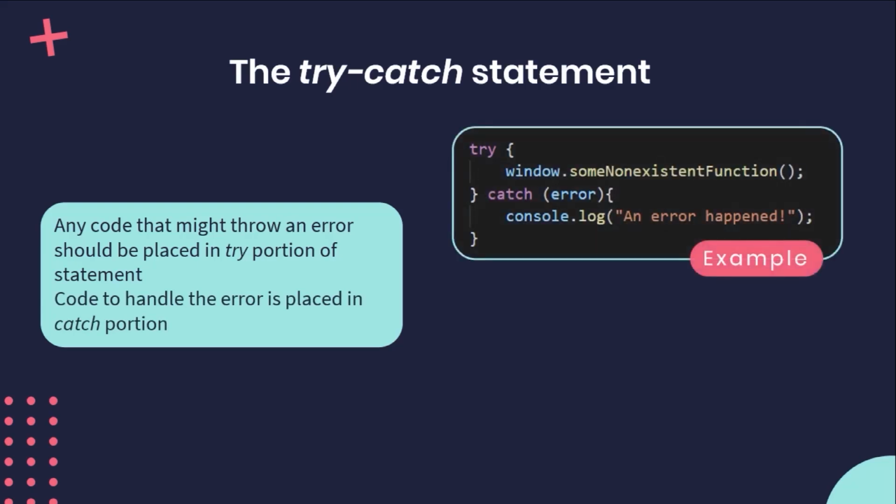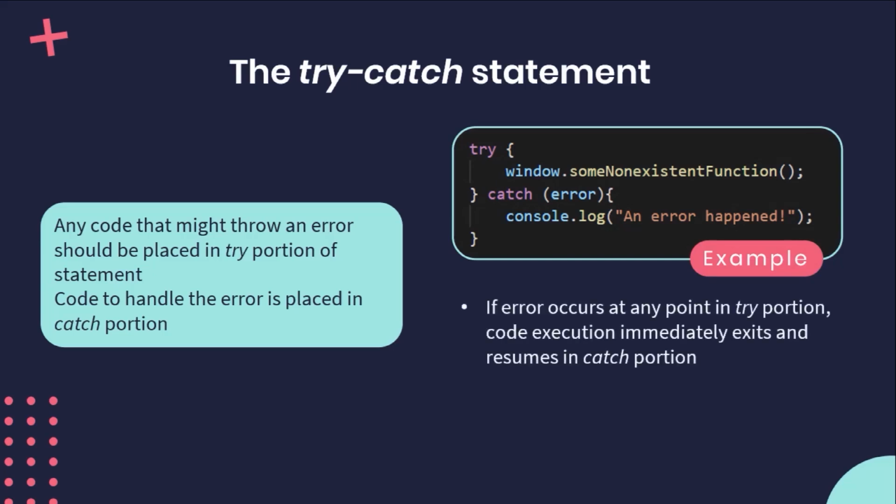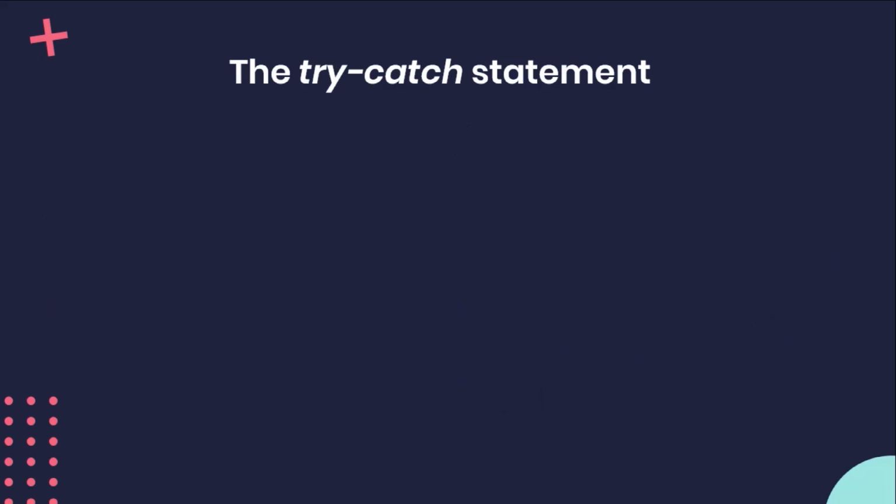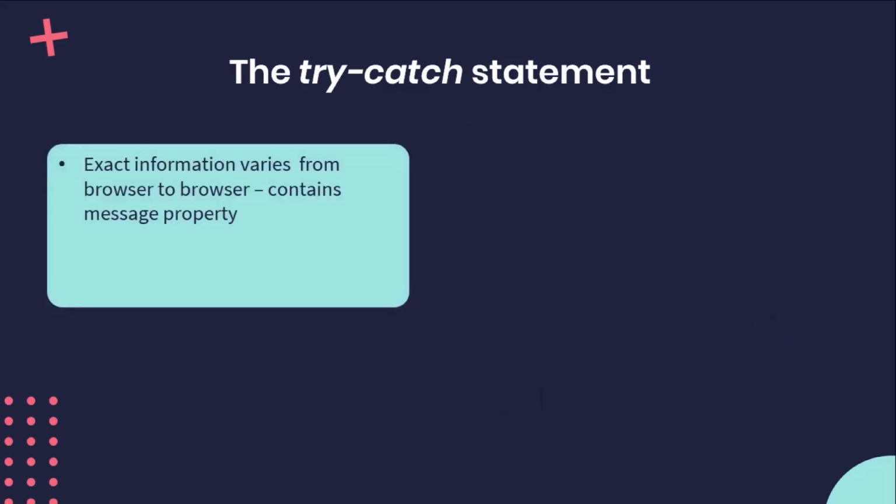If an error occurs at any point in the try portion of the statement, code execution immediately exits and resumes in the catch portion. The catch portion receives an object containing information about the error that has occurred. The exact information available on this object varies from browser to browser, but contains at minimum a message property that holds the error message. ECMA 262 also specifies a name property that defines the type of error. This property is available in all current browsers. You can therefore display the actual browser message if necessary, as shown in this example.